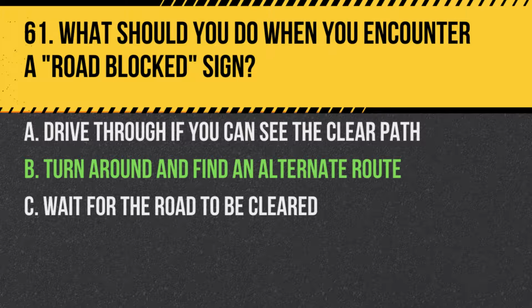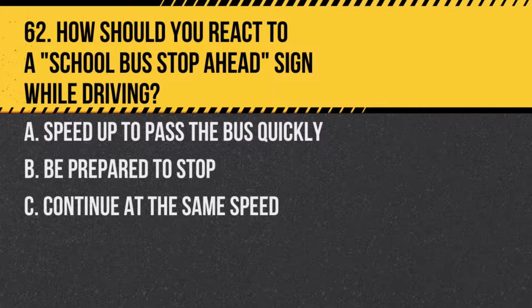Answer: B. Turn around and find an alternate route. When you encounter a road-blocked sign, it indicates that the road ahead is not passable. You should turn around and find another way. Question 62. How should you react to a school bus stop ahead sign while driving? A. Speed up to pass the bus quickly. B. Be prepared to stop. C. Continue at the same speed.